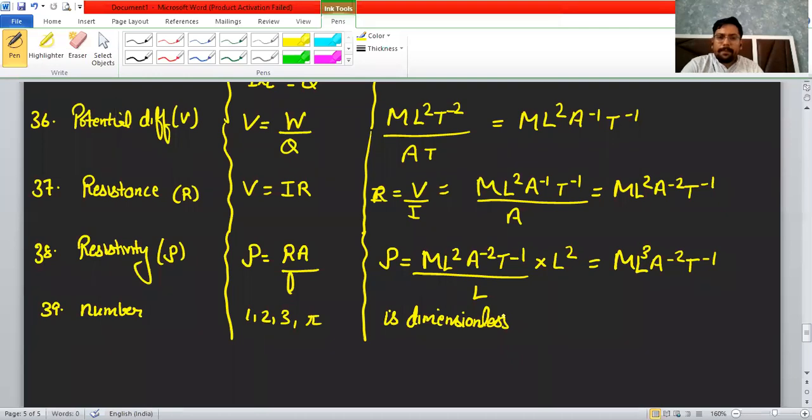Okay sir. So these are the basic dimensions we have discussed today, and after this we have to study the applications of dimensional analysis, how we can use dimensional analysis to solve some of our problems, which we will discuss in our next class.